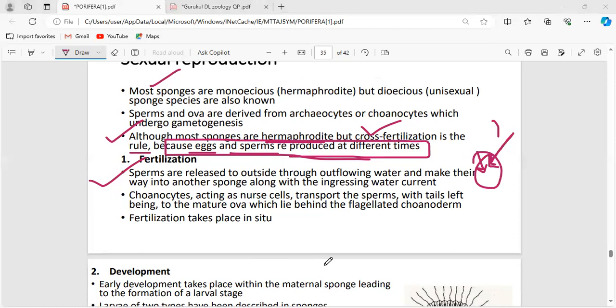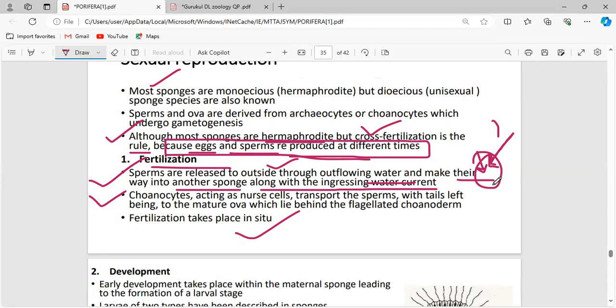In internal fertilization, the development of the embryo will occur within the body of the female individual. Now here, as it is external fertilization, the sperms are released outside through the outflowing water and make their way into another sponge along with the incoming water current. Now the choanocyte, if it has to reach from one place to another, obviously which cell has flagella in it?